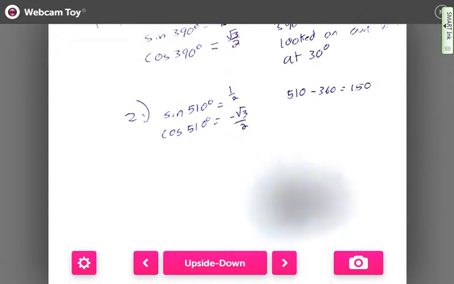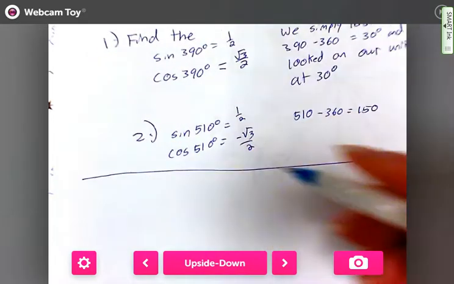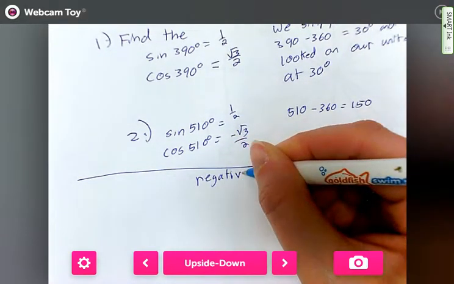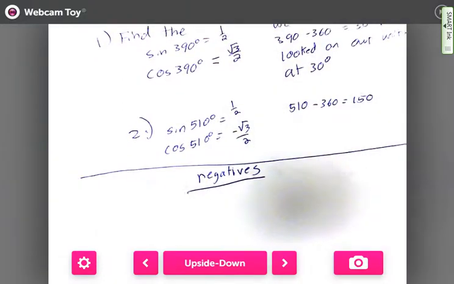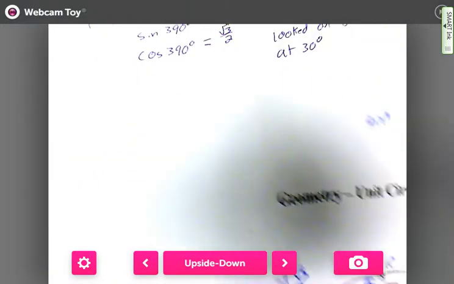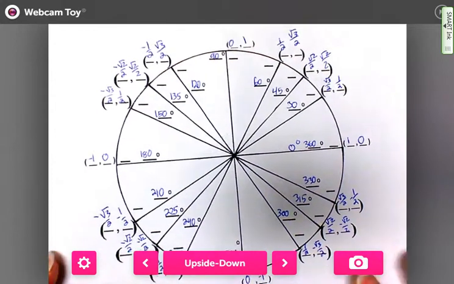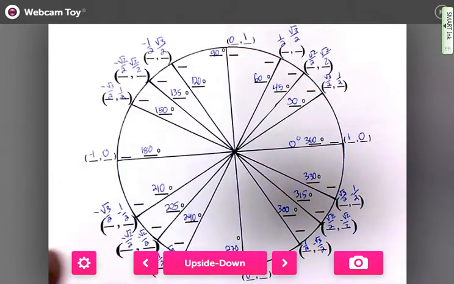Now we're going to go through and we're going to put negatives on here. So we've done bigger than 360. Now we're going to put negatives. I need you guys to take out your unit circle, and we're going to write in negatives. Is this zoomed in enough, or do I need to zoom it in more, guys?